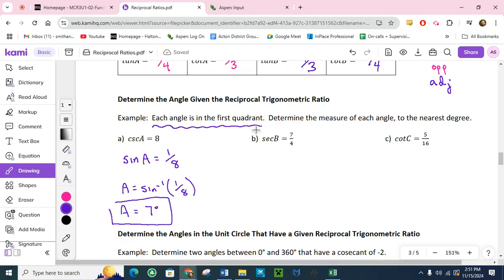I'll do B with you, and then you guys will try C. Oh, we don't have a secant button. What do? We rewrite this in terms of cosine. If the secant of an angle is 7 over 4, the cosine will be 4 over 7. And now we can find an angle. You just do cos inverse of 4 over 7.